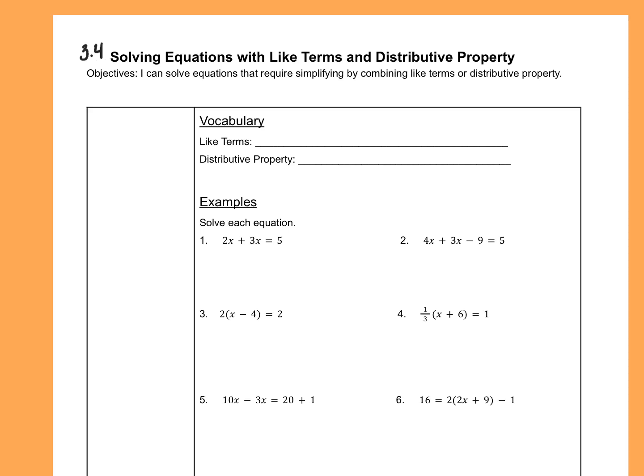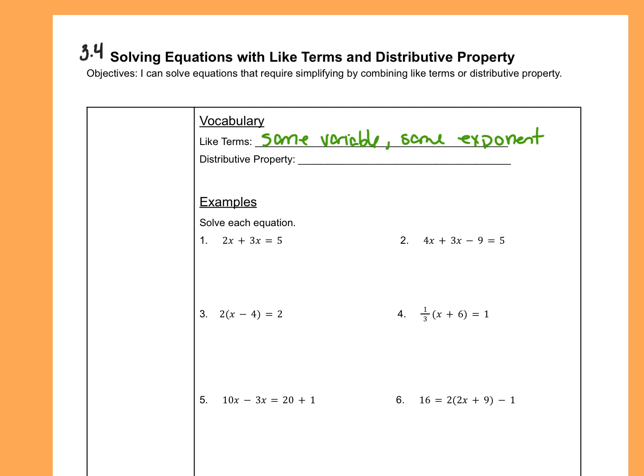Let's start by reviewing what like terms are. So remember that like terms have the same variable, but they're also raised to the same exponent. So an x is not a like term with an x squared.